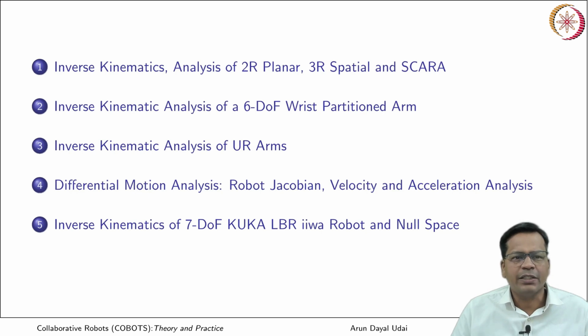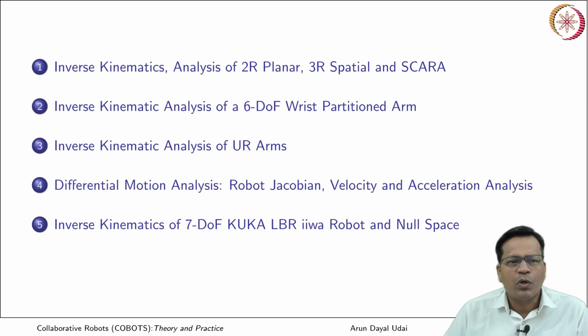In the second lecture, I'll discuss 6 degrees of freedom wrist partition arm. We'll do inverse kinematics of that. We'll discuss inverse kinematics analysis of UR arm, that is universal robot arms, that is 6 degrees of freedom arm in lecture 3. Before we move on to inverse kinematics of 7 degrees of freedom robots like KUKA IWA robot and discuss on null space, I'll discuss on differential motion analysis.